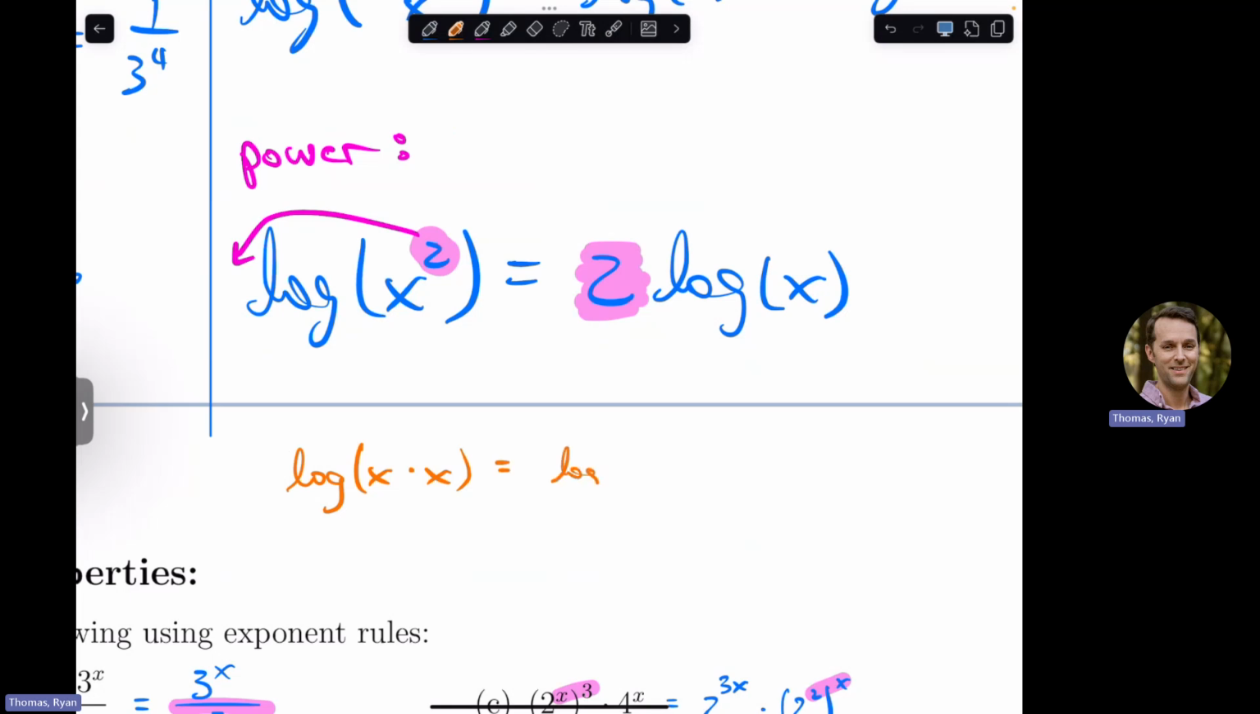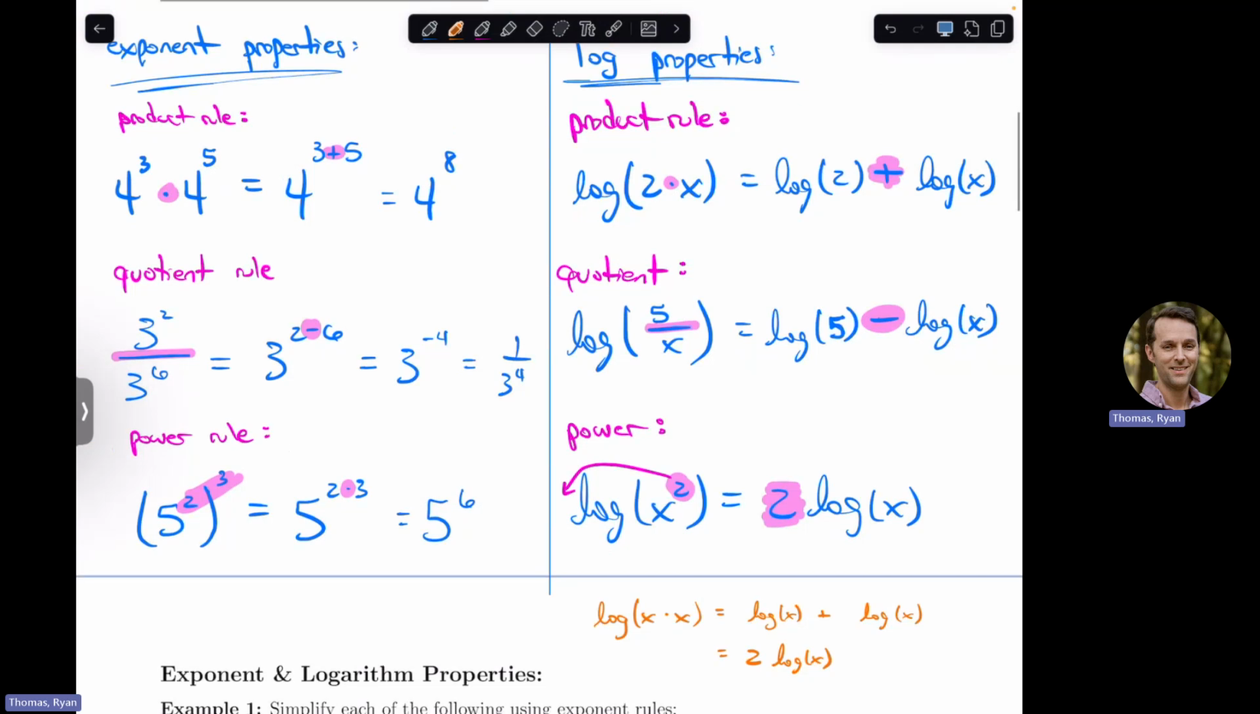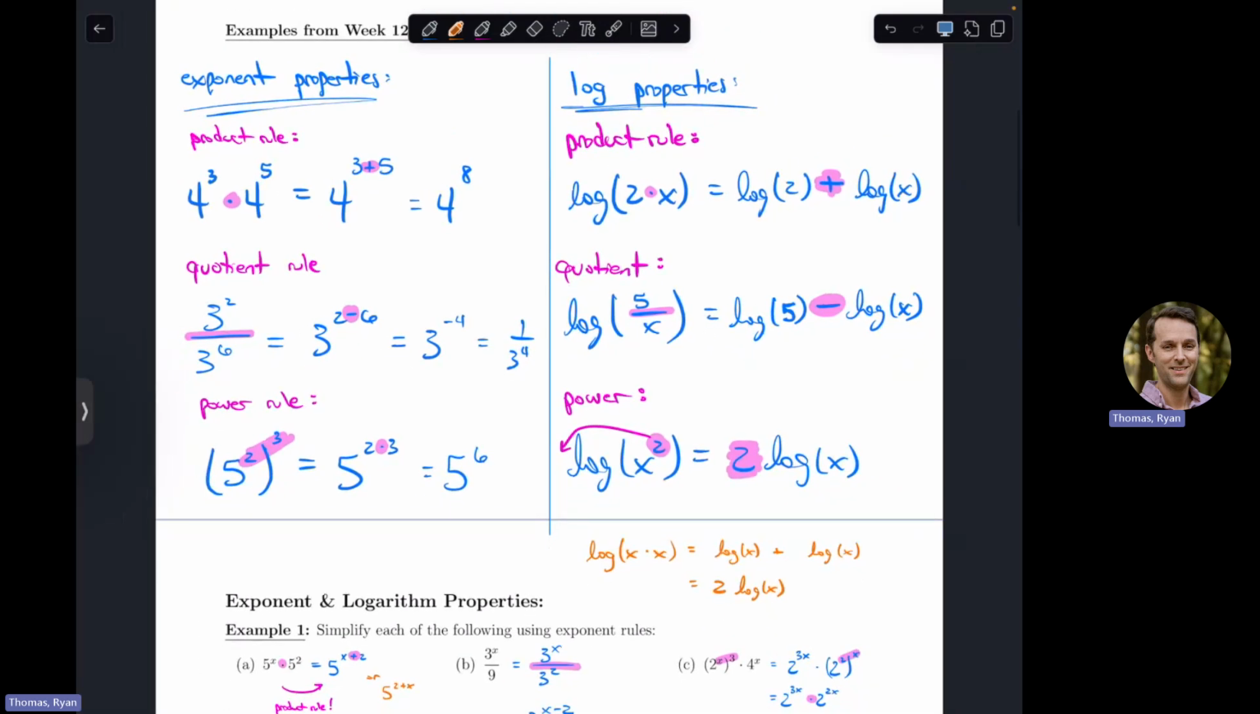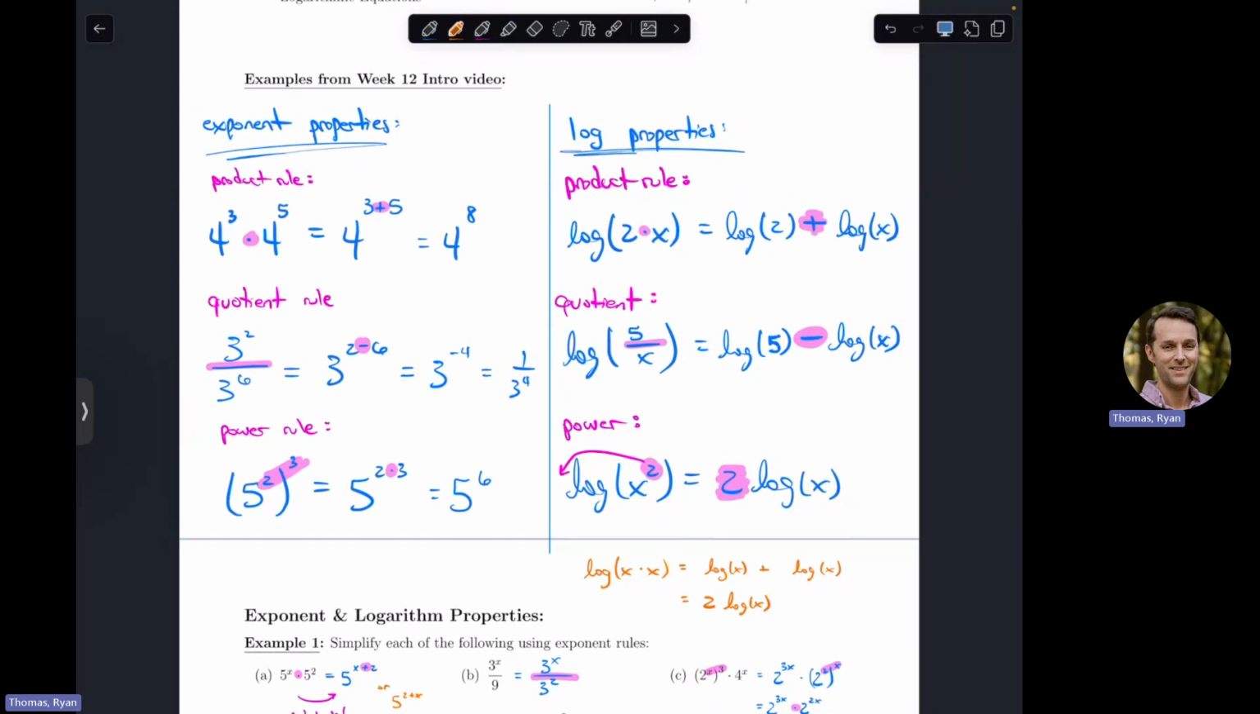The log of x times x. Well, the product rule says I could split that up by adding, but then really I've got two of the same thing. This power rule means that this works even when it's not as straightforward as a square, where I can think of it as just two copies of the same thing. It works for other stuff as well. If that exponent is negative or a fraction or anything else, it works the same way. So powers inside a logarithm, we can always bring down front like that.